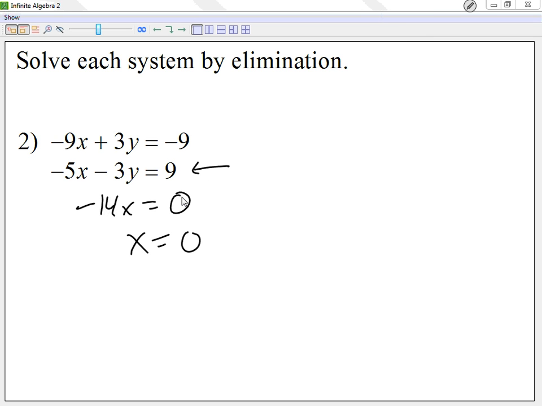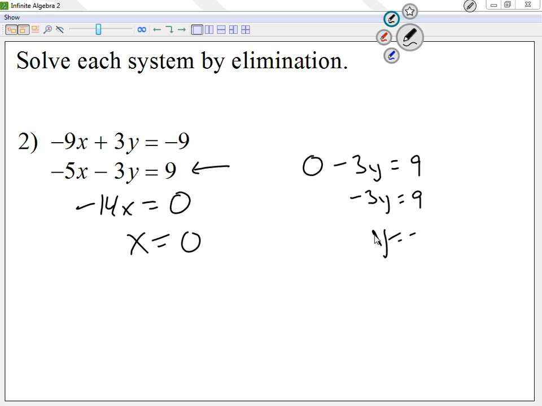Now for y, plug it into any of the equations. Let me choose the second one again, just to choose one. So negative 5 times x, it's 0, minus 3y is equal to 9. I know 0 minus 3y is basically negative 3y equals 9. What's y? Negative 3. So my answer will be 0, negative 3.